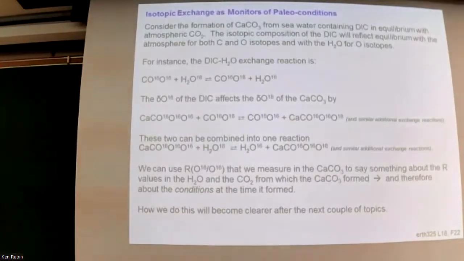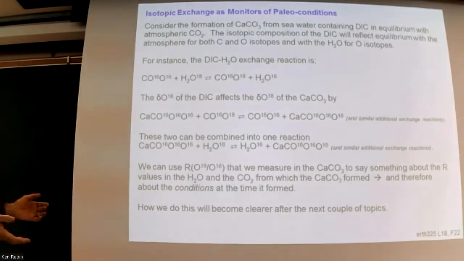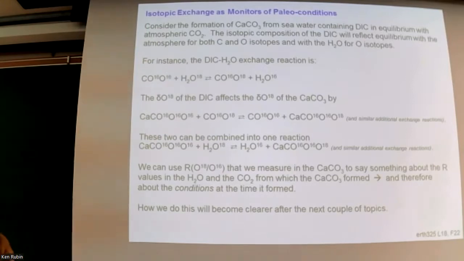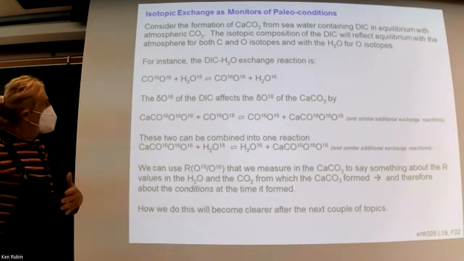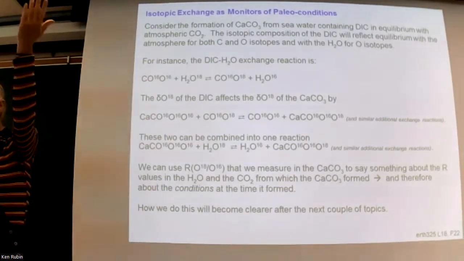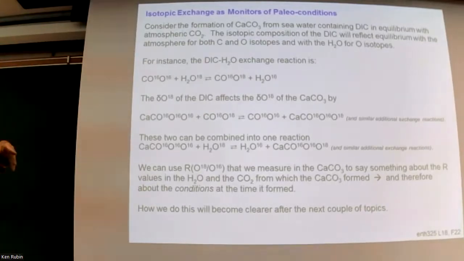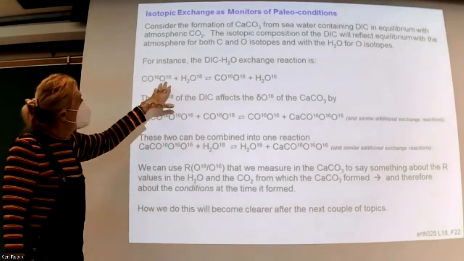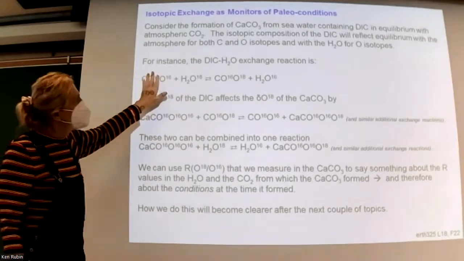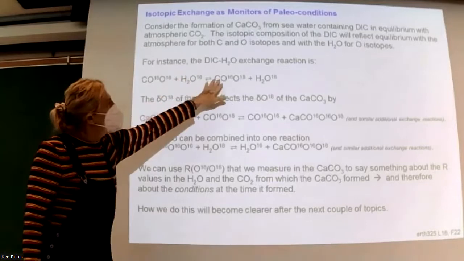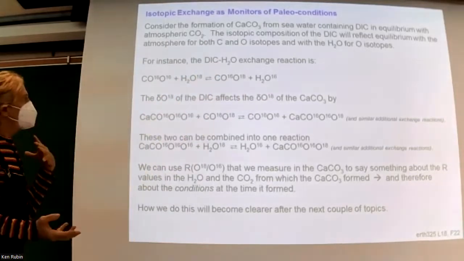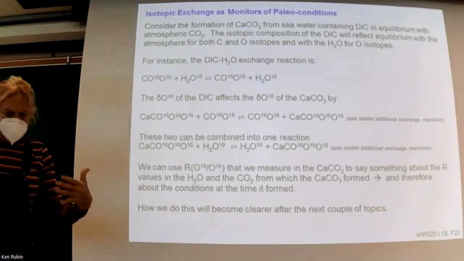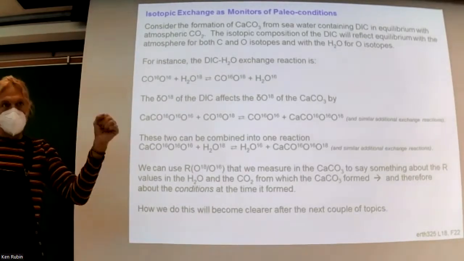Okay, so here's a nice topic exchange that is relevant to what we were talking about last time in the first part today, which is we're looking at the carbon cycle. We're looking at some CO2, it's in the atmosphere and it dissolves into water, right? And during that process, we get some exchange between the isotopic composition of oxygen in the CO2 and oxygen in the water. And so you can see here, I've moved the oxygen 18 around. So that's going to affect the oxygen isotopic composition of bicarbonate ions in the ocean.